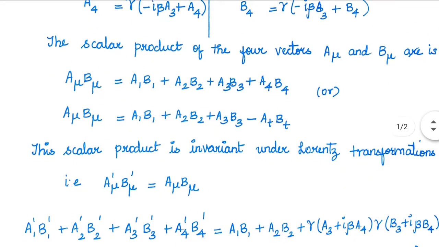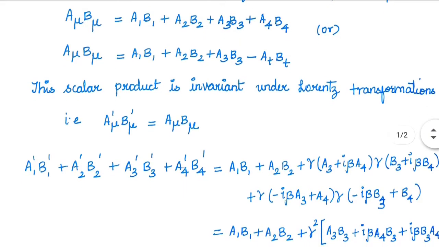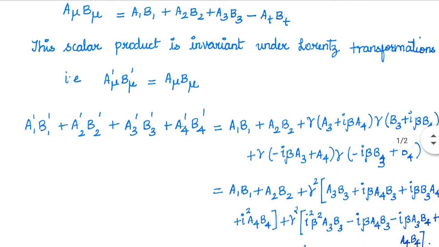Now, let us compute the scalar product of the 4 vectors A mu and B mu, which can be written as A1 B1 plus A2 B2 plus A3 B3 plus A4 B4, where A4 B4 can be written in terms of i, AT into i BT, which corresponds to minus AT BT. So the scalar product which we need to prove invariant under Lorentz transformation is A mu prime into B mu prime is equal to A mu into B mu.